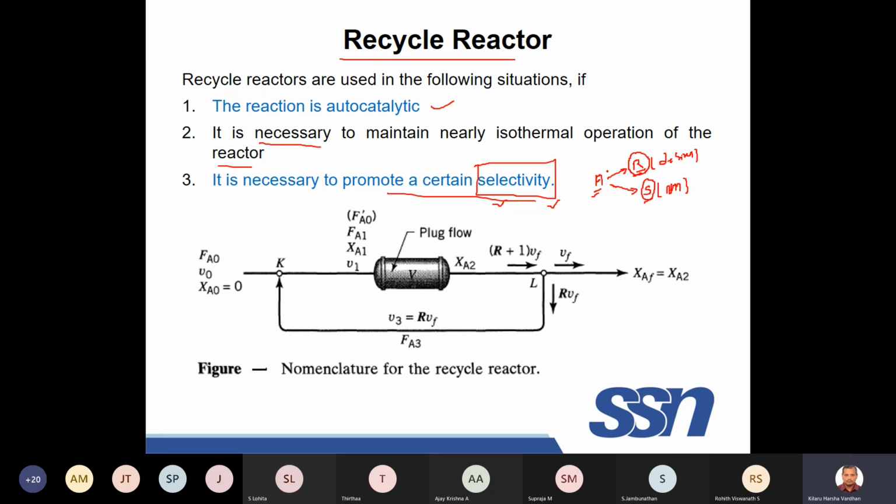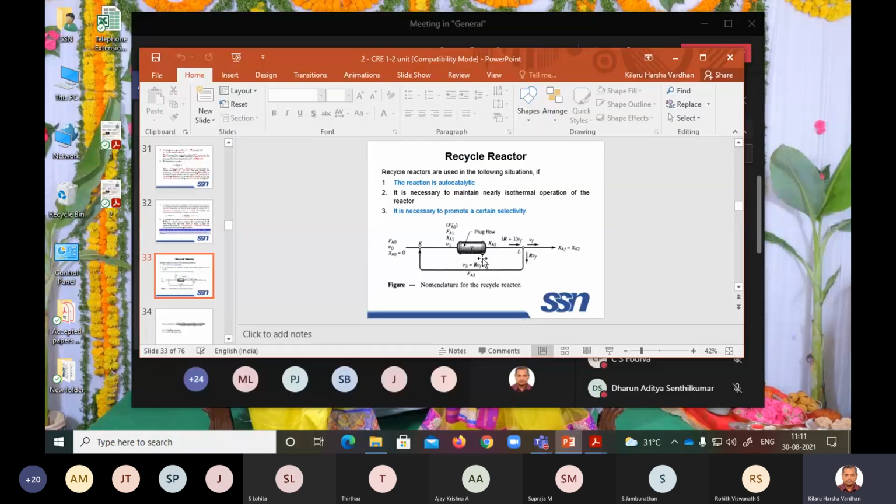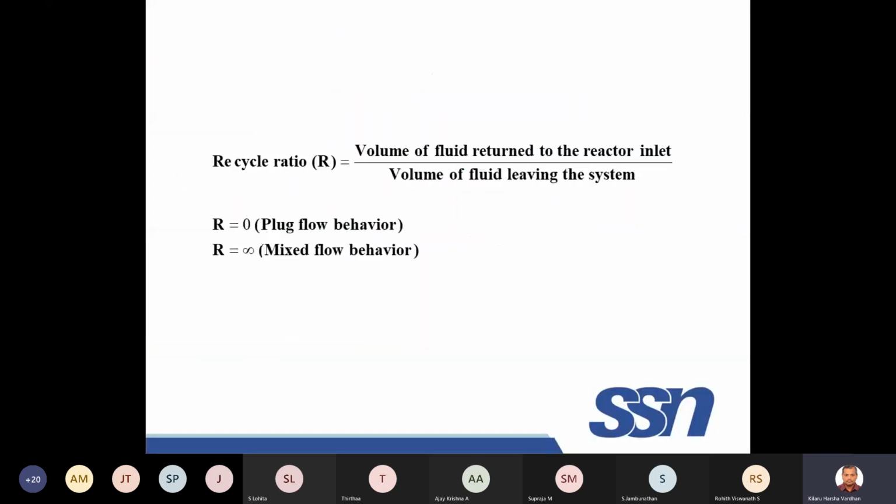You should get more selectivity, then only you get the desired component more. You don't want the undesired component, so we try to suppress the formation of the undesired component by increasing the desired component. That is what we call selectivity. So if you want more selectivity, that is more desired component, generally this kind of arrangement is used, right? So these are the three situations where we go for a recycle reactor.